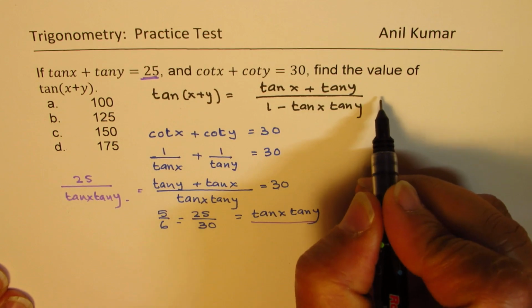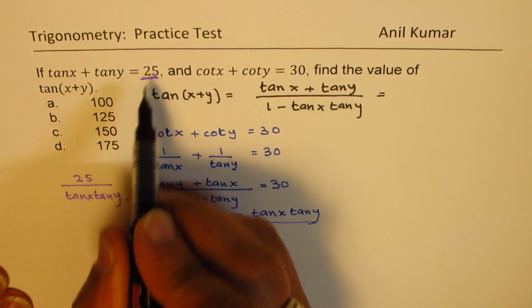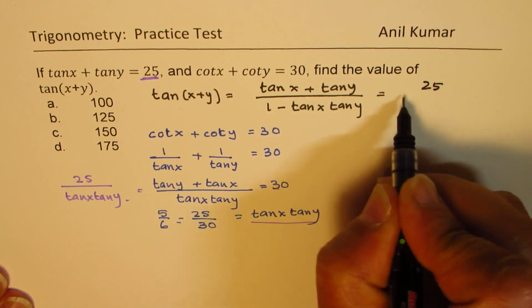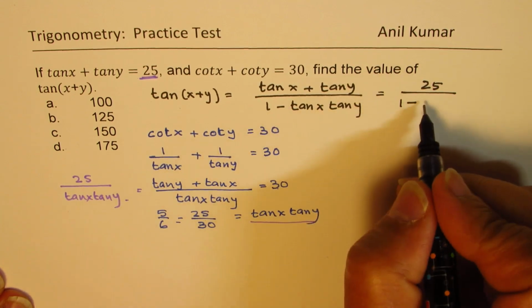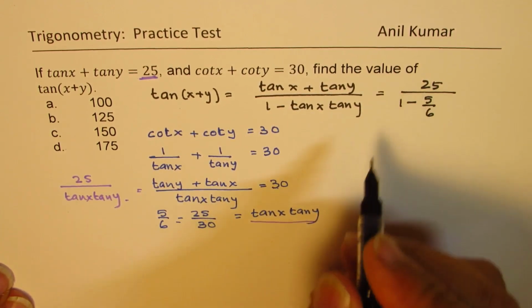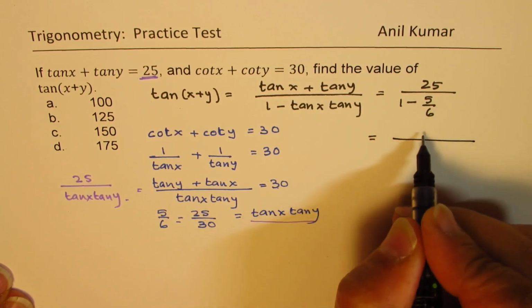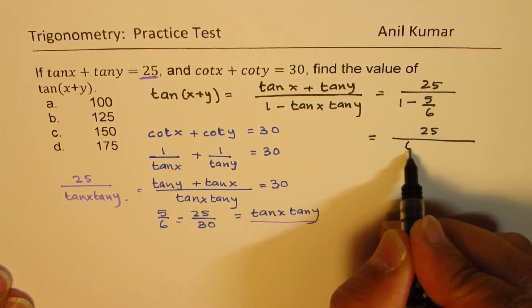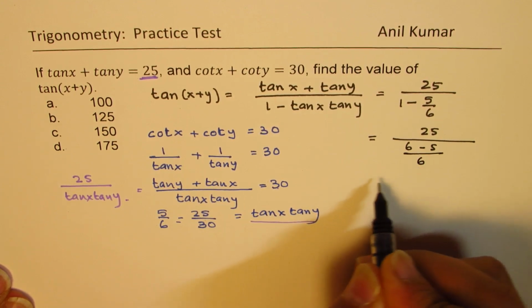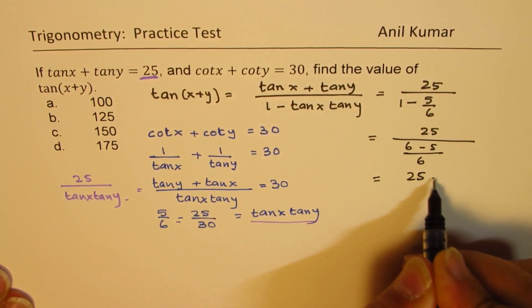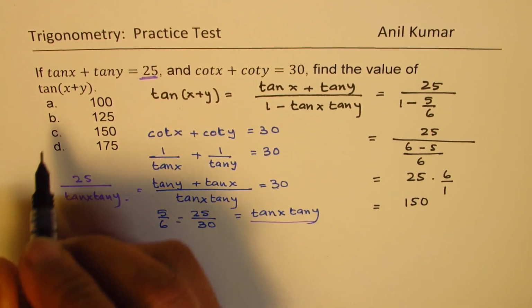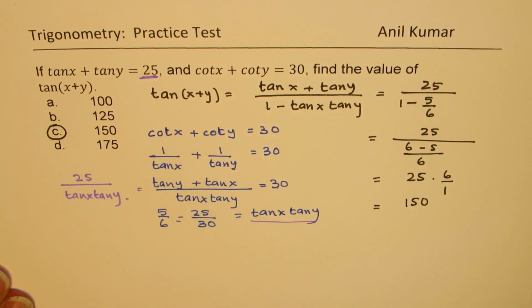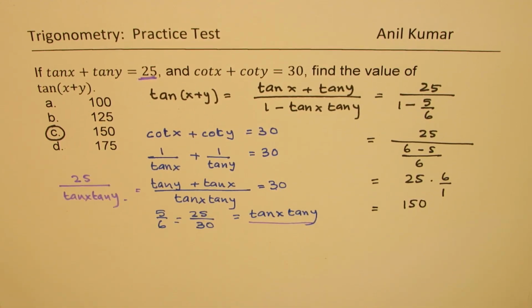Now we can substitute this value here. We know tan x plus tan y is 25, which is the numerator, and in the denominator we get 1 minus 5 over 6, correct? Now let's continue with this simplification. We get 25 over, we could write this as, 6 minus 5 over 6, which is 25 times 6 over 1, which is 150. So 150, which is the option C, is the correct solution. Is that clear? So that is how we are going to solve this question.